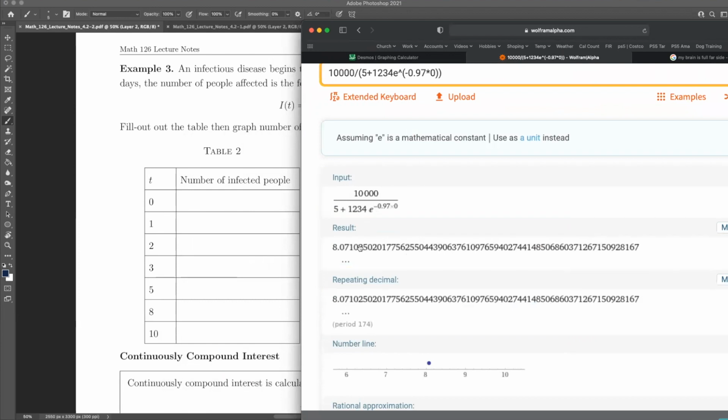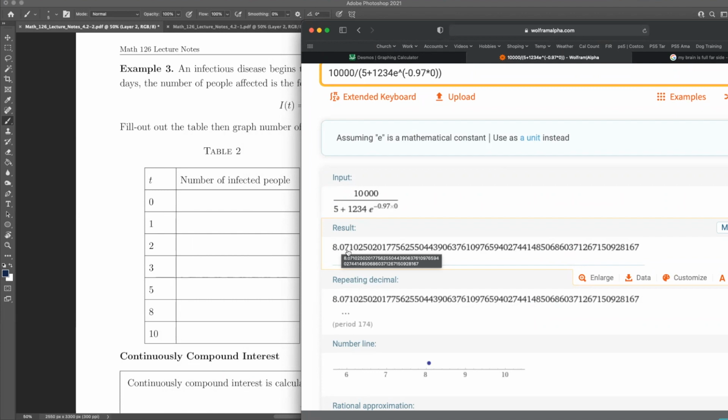Okay, and so here we have this. Now, a number of infected people. Well, we can't have a partially infected person. I guess you could, right? I'm just going to round these to whole numbers. Going to say someone is or isn't affected. Depends on how you want to say that.